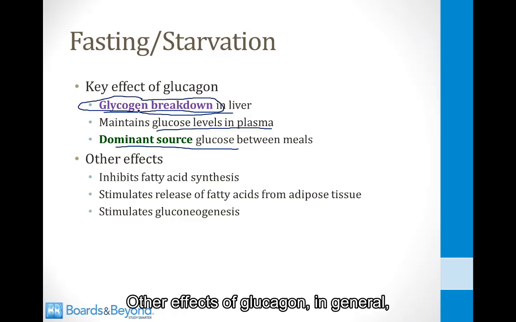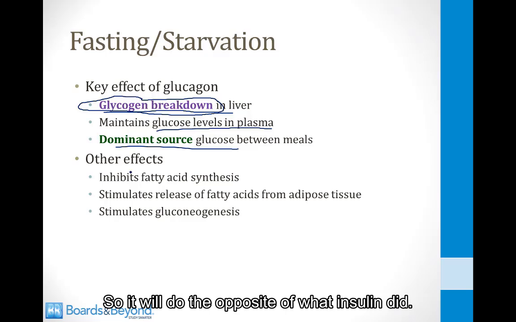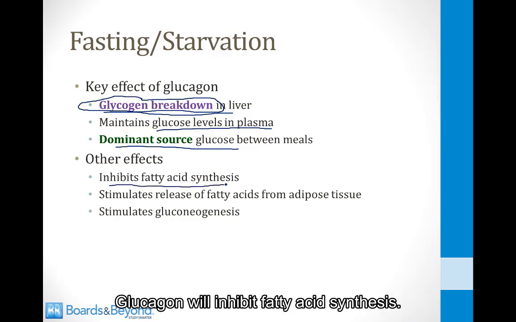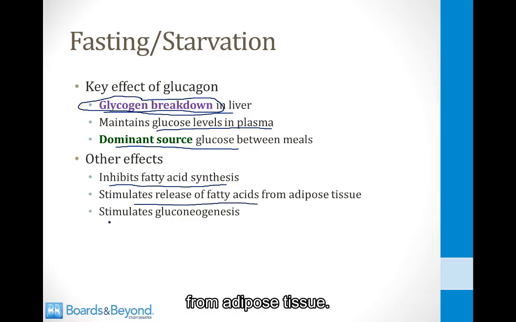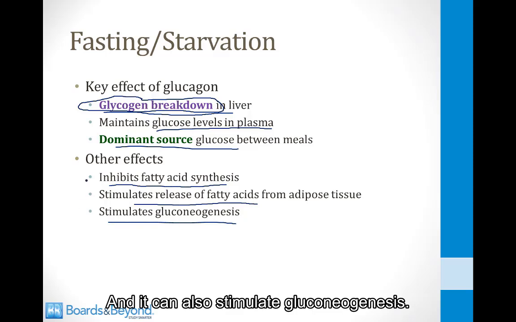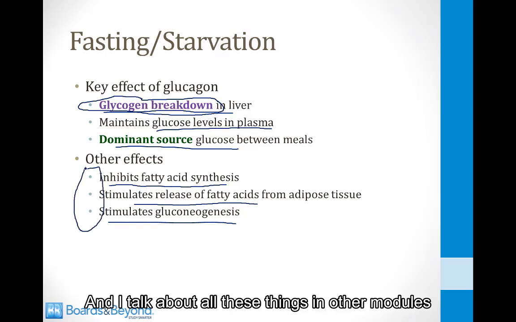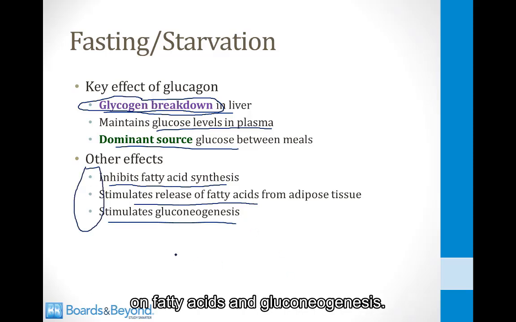Other effects of glucagon in general are to oppose insulin, so it will do the opposite of what insulin did. Glucagon will inhibit fatty acid synthesis, it will stimulate the release of fatty acids from adipose tissue, and it can also stimulate gluconeogenesis. I talk about all these things in other modules on fatty acids and gluconeogenesis.